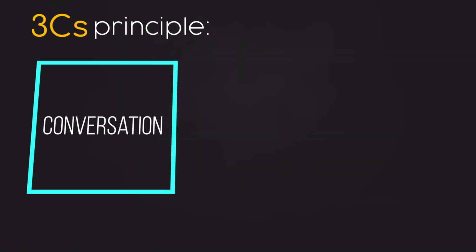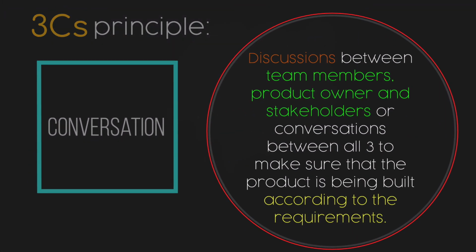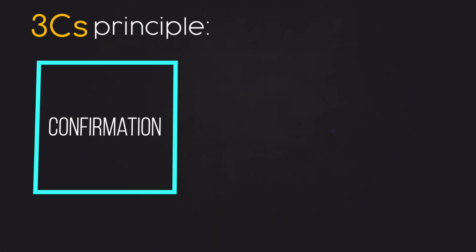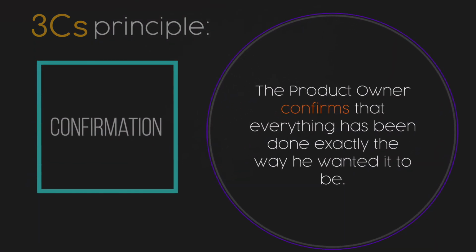Let's now have a look at the 3 C's principle. The first C is for conversation. These are discussions between team members and product owner to make sure that the product is being built according to the requirements. The second C is for confirmation, which means the product owner has to confirm that everything has been done exactly the way he or she wanted it to be.